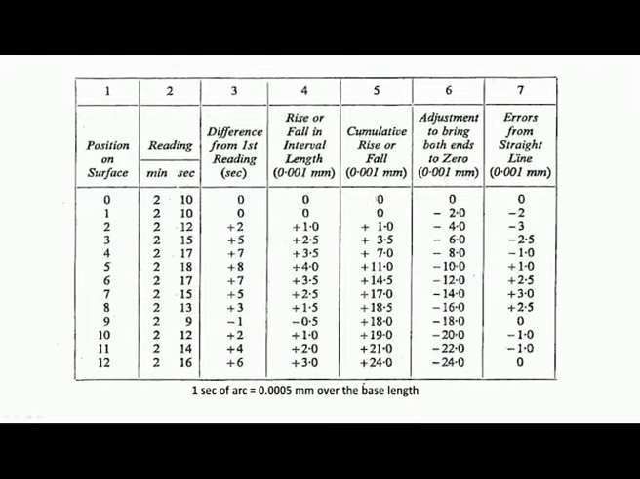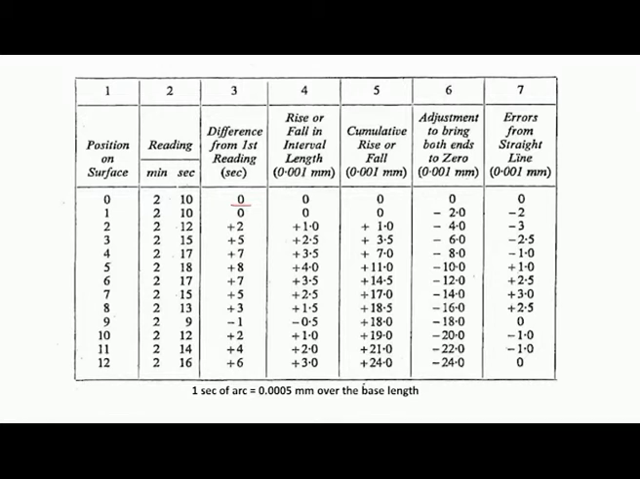Now, we will take a case study. We have taken some readings. This is a position on the surface that is to be tested. 12 positions are there, and then the reading in minutes and seconds. This is the reading of the spirit level or autocollimator. In the first position the reading is 2 minutes 10 seconds, in the second position also 2 minutes 10 seconds, like this up to 12 positions we have taken the readings, and then the difference from the first reading. So, this is the first reading.